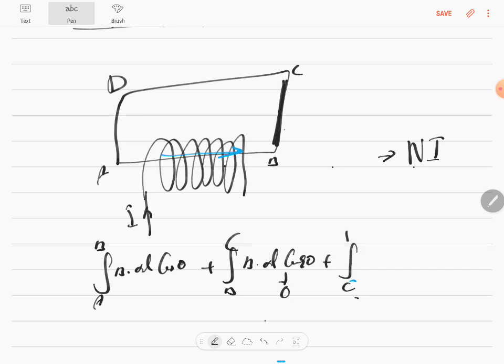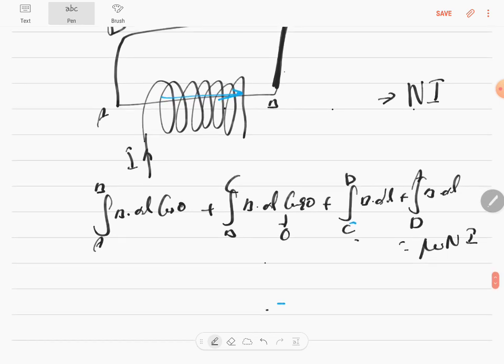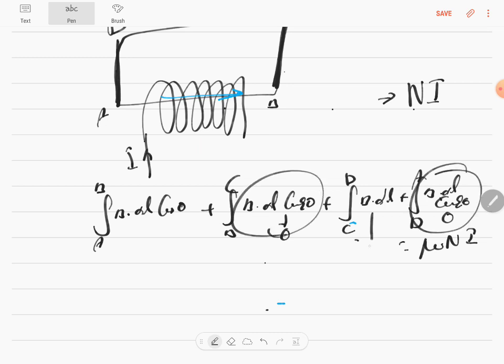Plus integration of C to D, B dot dl, plus integration of D to A, B dot dl is equal to mu naught into capital N into I, because that I is not anymore I, it's Ni. This will also become 0 because it's cos 90 for AD, because the angle between AD and the magnetic field is 90. So this becomes 0, this becomes 0, this will also become 0.